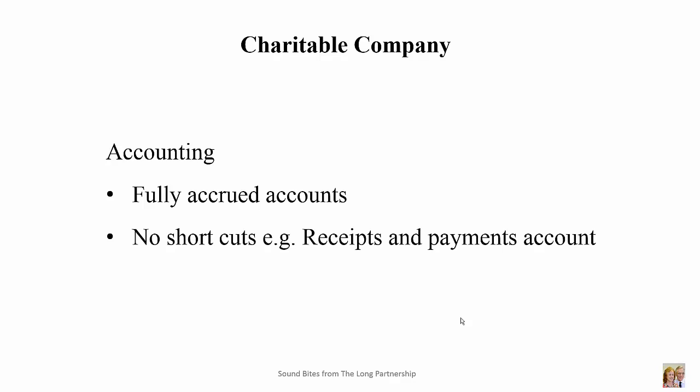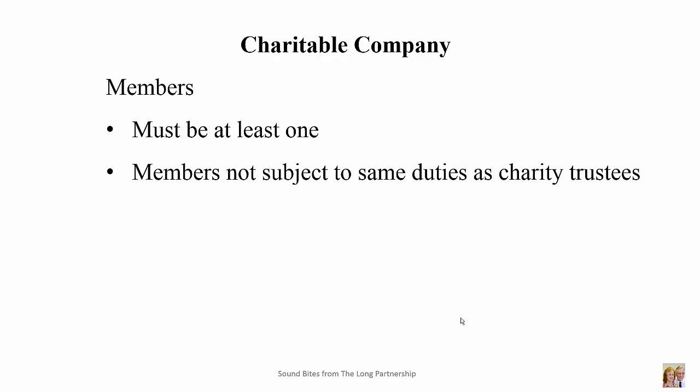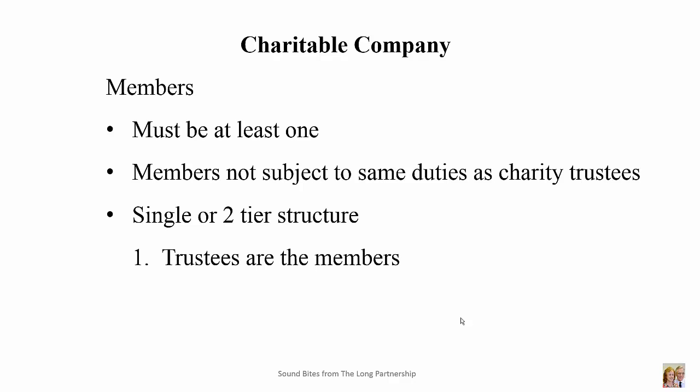The company must have at least 1 member, but you have the option of a single or 2-tier structure. You could have a charity just run by its trustees, or it could be a charity that has trustees and also a body of members.